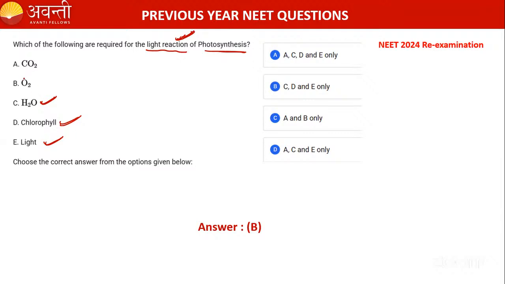Why we don't require oxygen, guys? Oxygen is a product of photosynthesis. Why would we require it? We don't require it. Then coming to carbon dioxide, here they are asking about the light reaction, but carbon dioxide is required for the dark reaction. That's why we don't require carbon dioxide. That's why the correct answer is D.